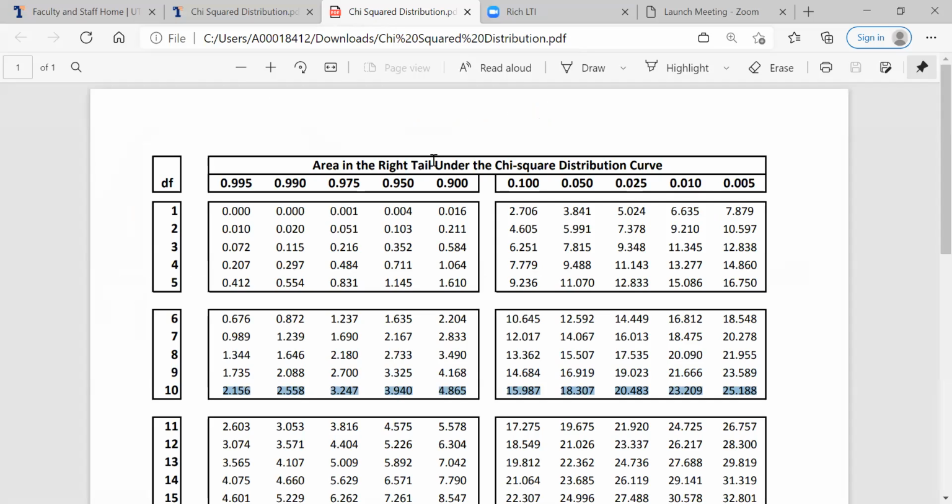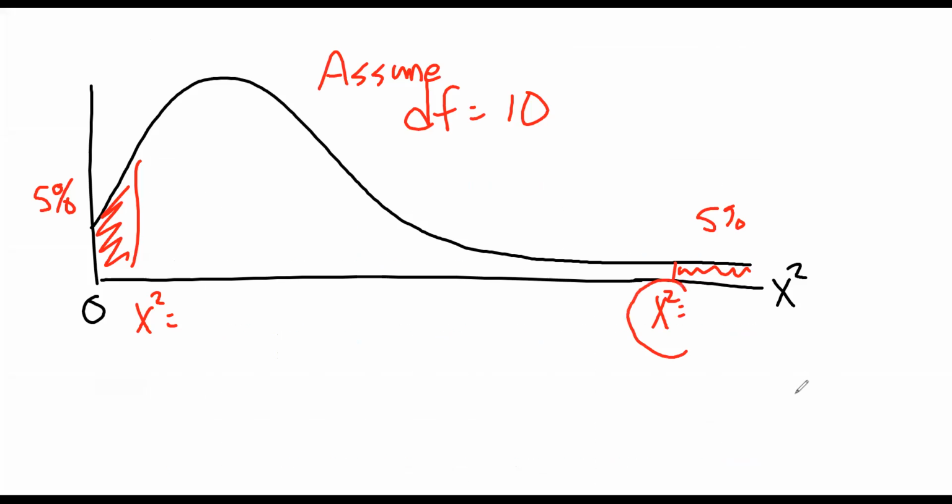The key thing about using this table is understanding that it wants the area in the right tail. And I think I'm going to go rewrite this table so it doesn't say area in the right tail, but rather area to the right of a chi-squared value. If we were to use this table to find the chi-squared value on the right, where the right tail is actually 5% with 10 degrees of freedom, then we would literally just go to the 10th row and look under 5%. Let's do that.